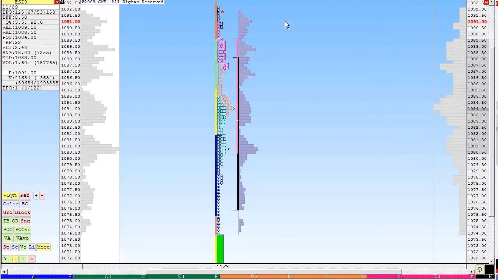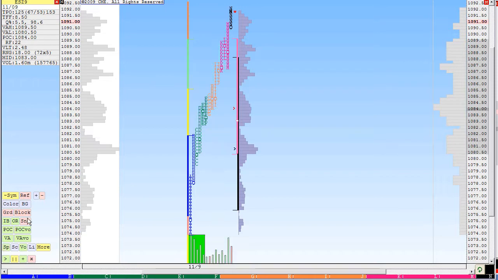So I want to split these letters out so you can see there, and you can see how each set of TPOs was gradually making higher highs and just basically scaling up the ladder to higher highs to where we closed one tick off the highs.